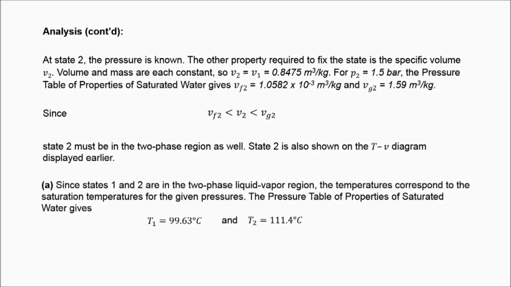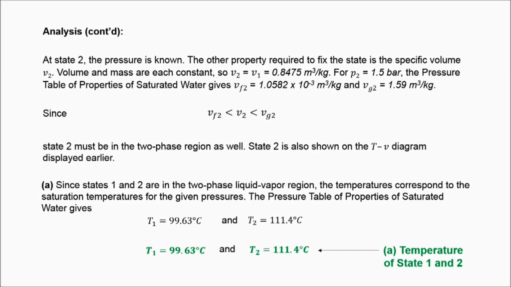For part A, since states 1 and 2 are in the two-phase liquid-vapor region, the temperatures correspond to the saturation temperatures at the given pressures. The pressure table of properties of saturated water gives us T1 equal to 99.63 degrees C and T2 equal to 111.4 degrees C. Those are the first answers we were seeking, namely the temperatures at states 1 and 2.